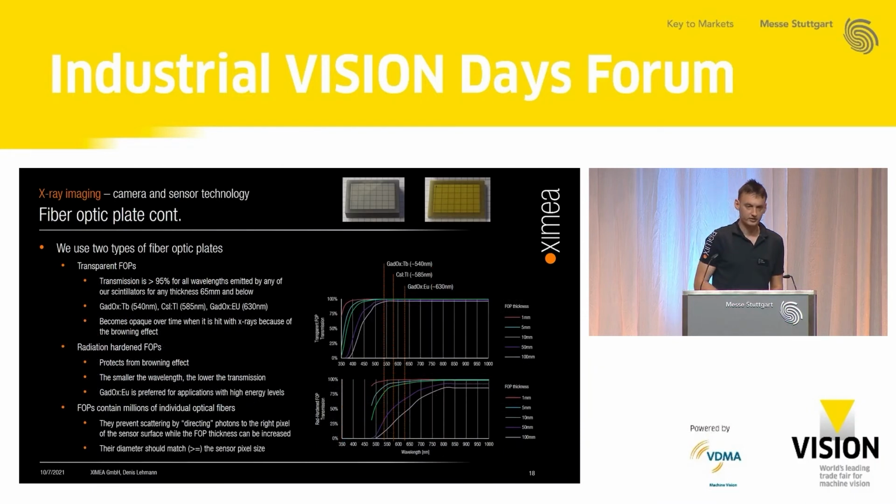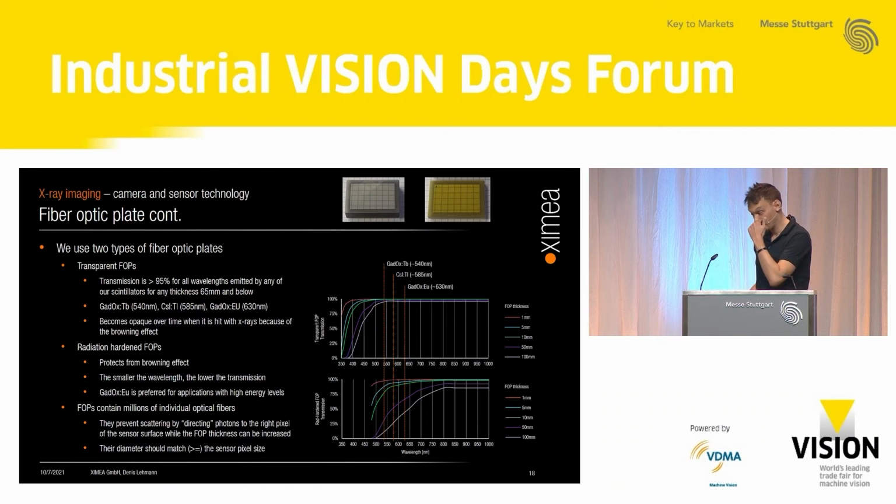Essentially, we are using two different types of fiber optic plates here. We have transparent fiber optic plates, and we also have radiation hardened ones. While transparent glass has a great transmission for all the wavelengths that are emitted by the scintillator materials that we use, as you can see in the top graph there, it suffers from the so-called browning effect. The browning effect means when glass is being hit by X-rays, it becomes non-transparent over time. So that means after some time, your camera is just blind.